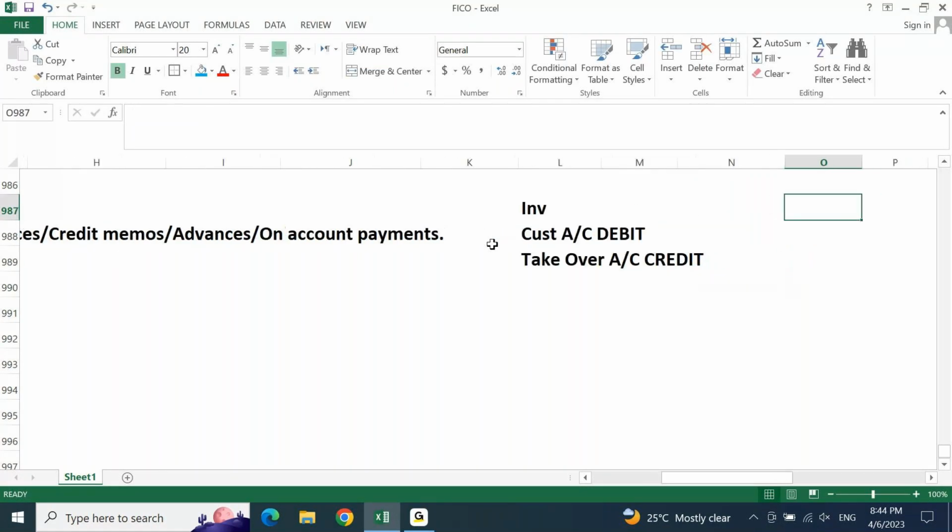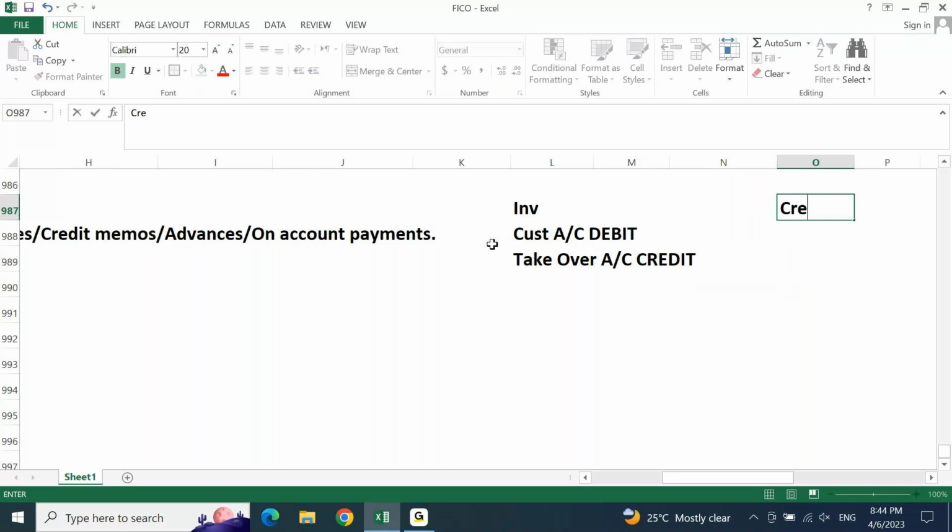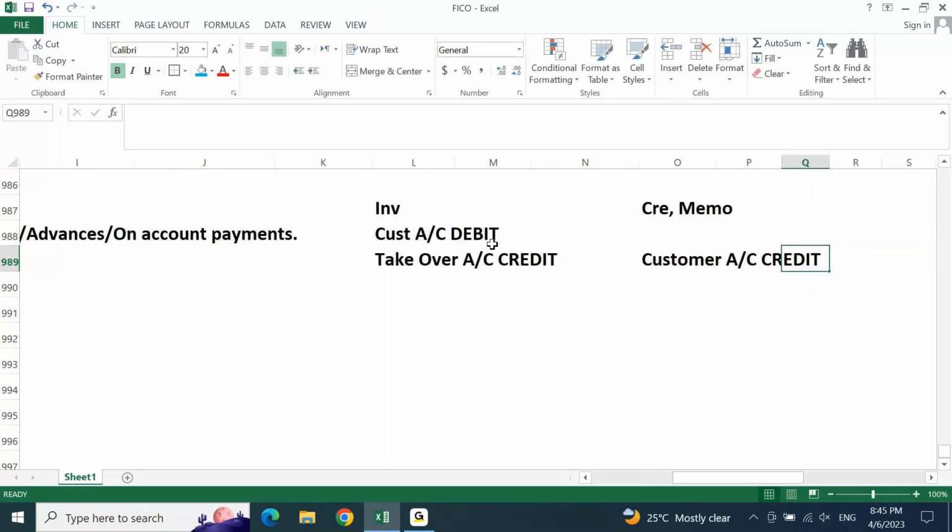Similarly, if you have any credit memos, in credit memo, where will be your customer, debit or credit? Credit. Your credit memo, customer will be credit. What will be debit? Takeover account. Takeover account will be debit.